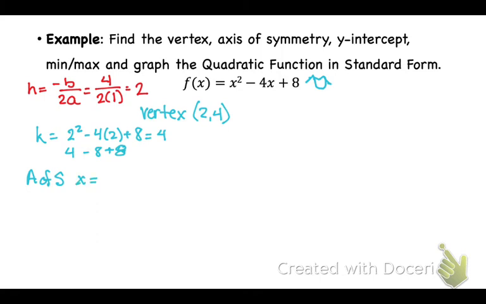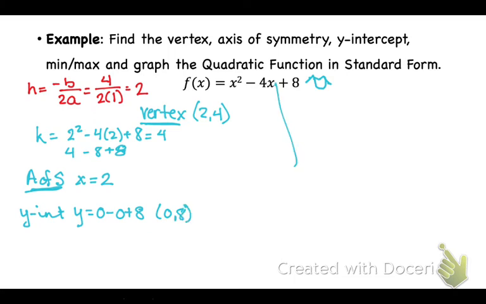X equals 2. You have to put X equals 2. And guys, you have to label at least what you're doing. Okay. Y-intercept. How do I find y-intercept? 0 is for X. So it'd be 0 minus 0 plus 8. Look how easy that work is to show. See that? So it is 0, 8.